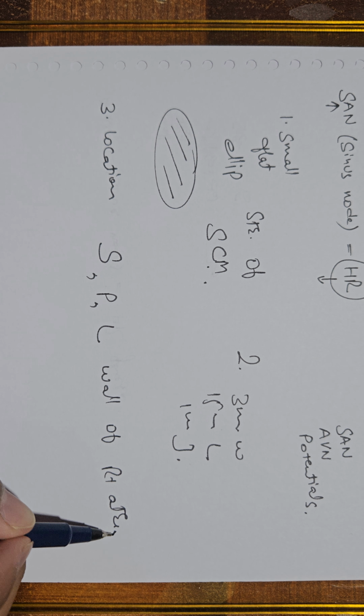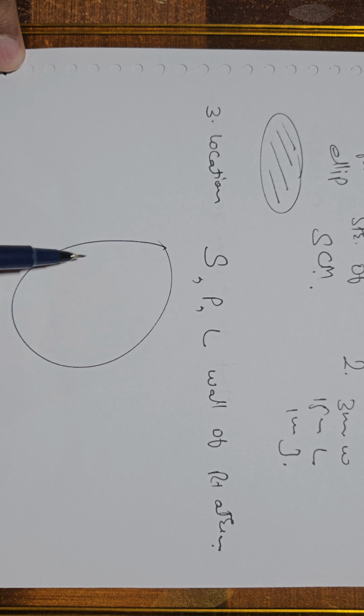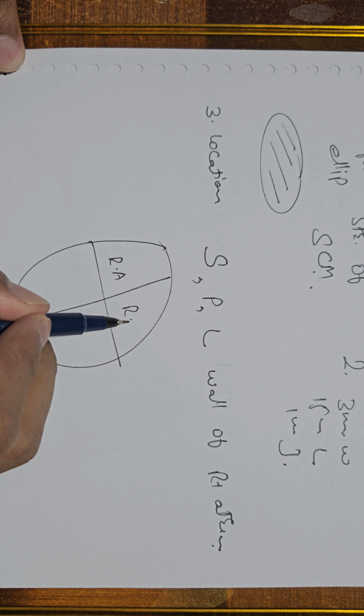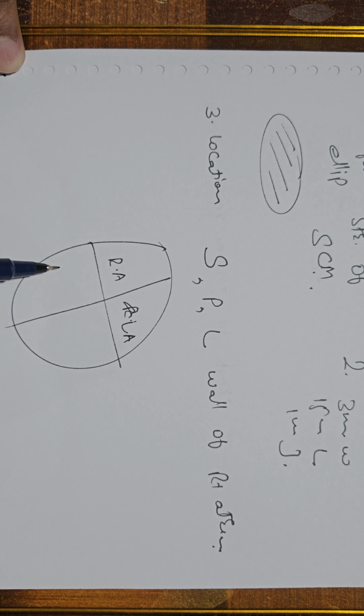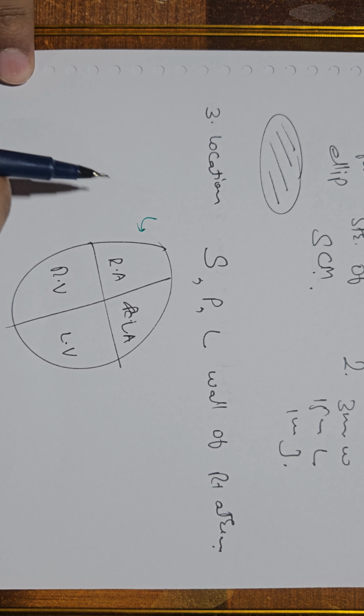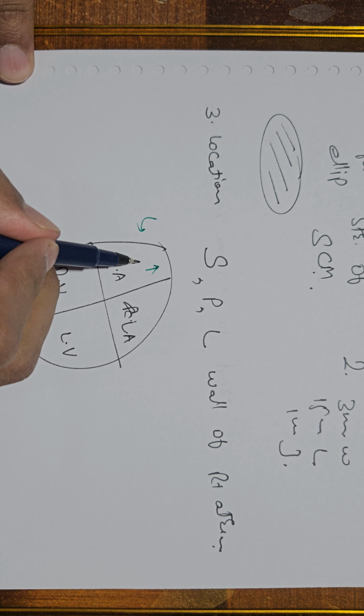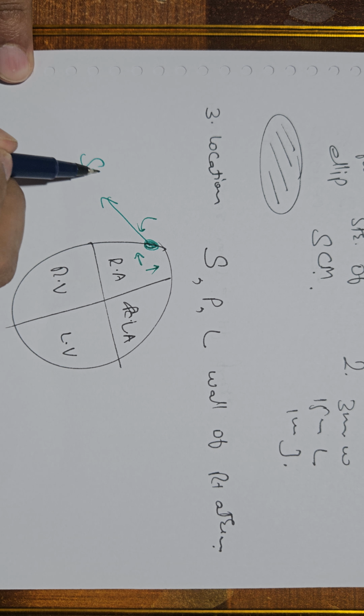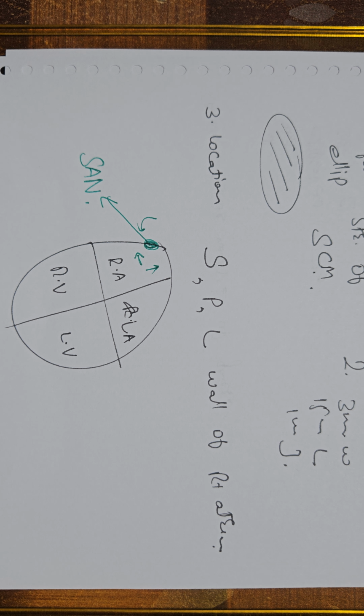Clear? Let me show you diagrammatically. Let us suppose this is a rough diagram of the heart. This is the right atrium, this is the left atrium, this is the right ventricle, and this is the left ventricle. Now in the right atrium, as you can see, in the posterior wall, in the superior part, and in the lateral part of the right atrium is the location of the sinoatrial node.